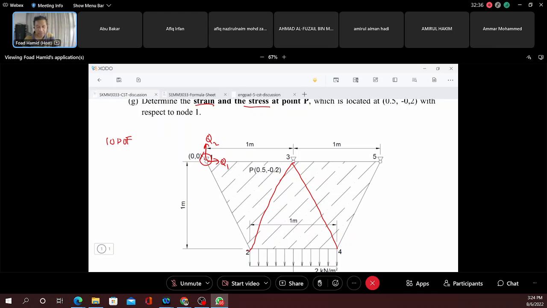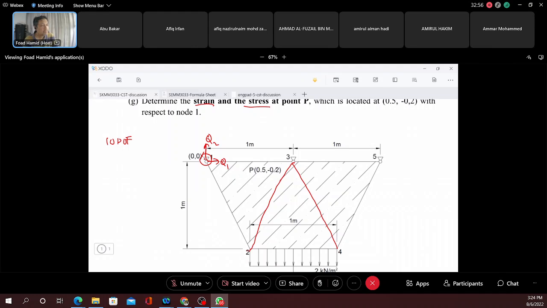So what's the answer here? What's the boundary condition at that point? At point 0, 0, at node number 1. What is the boundary condition there? What kind of joint is that? It's a pin joint, right? So what's the boundary condition for a pin joint?